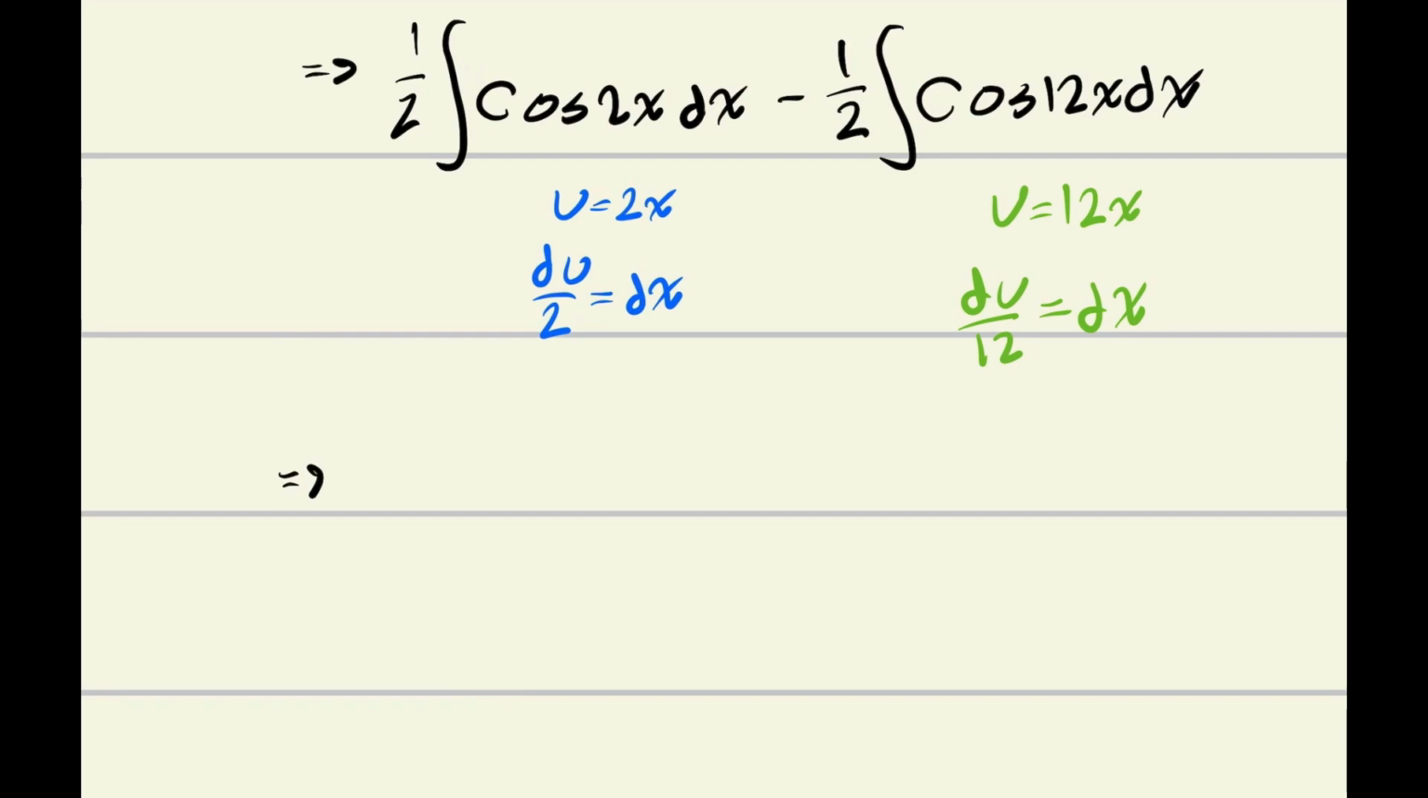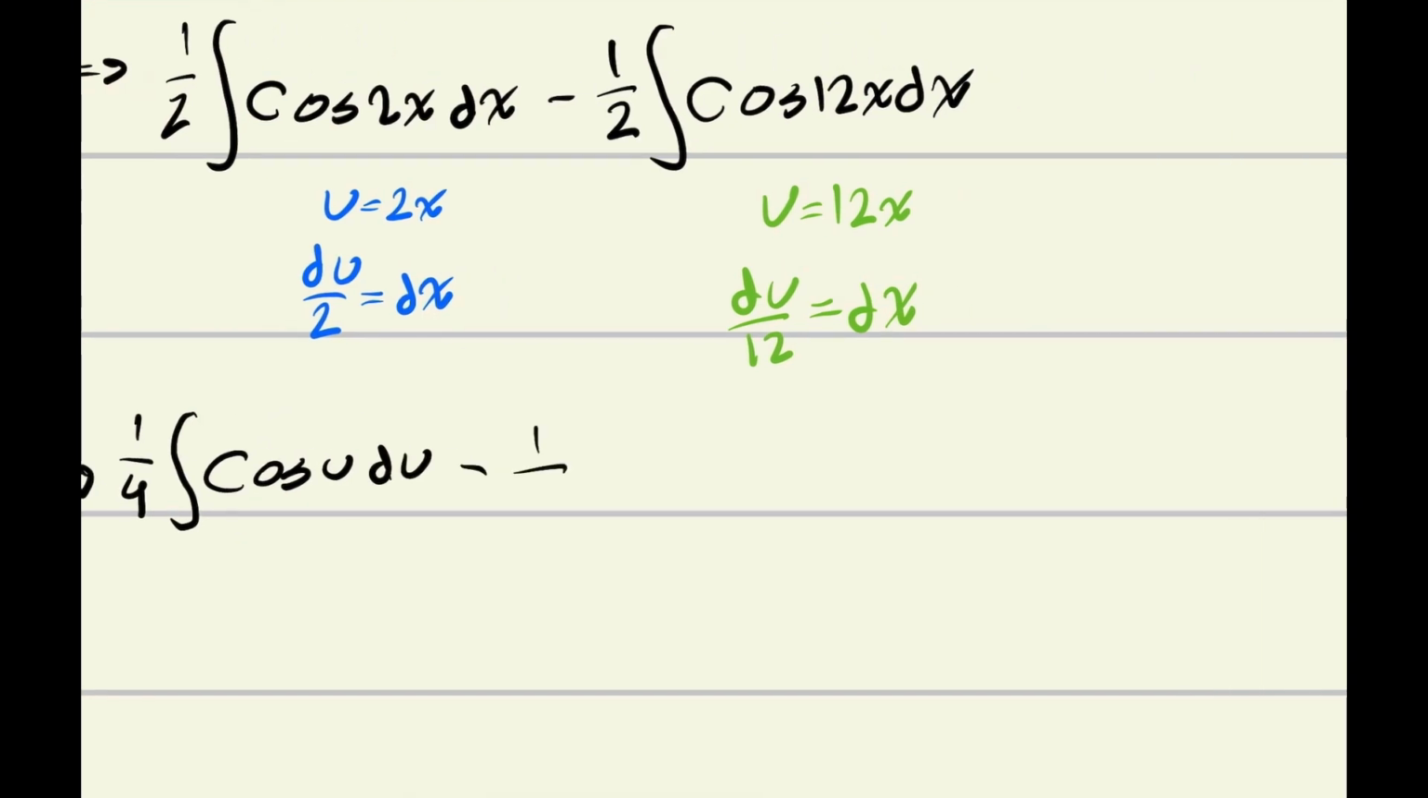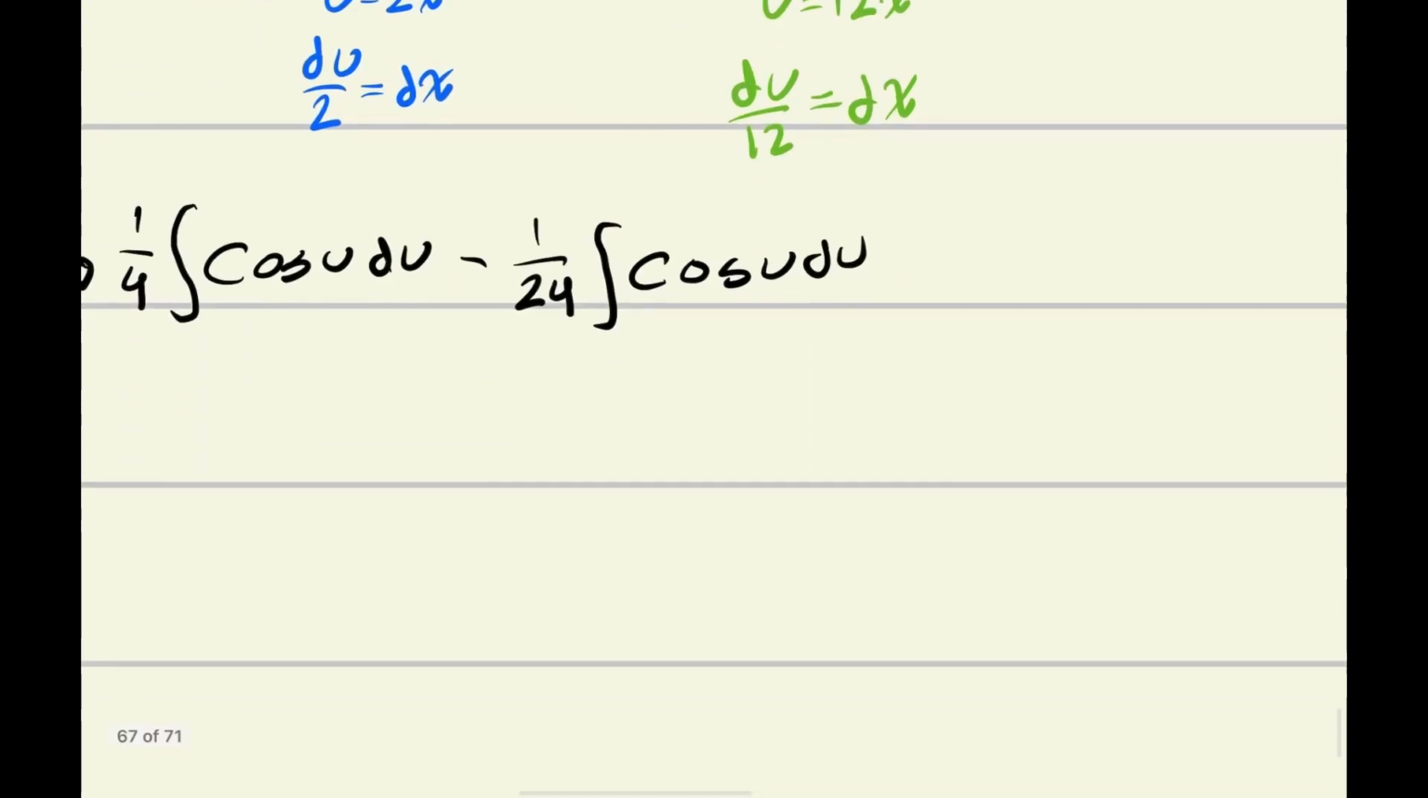And we can go ahead, when we put du over 2 in there, we can take out this 1 over 2 and multiply it with our outside fractions. So we'll have 1 over 4 times the integral cosine of u du minus 1 over 24, the integral of cosine u du.